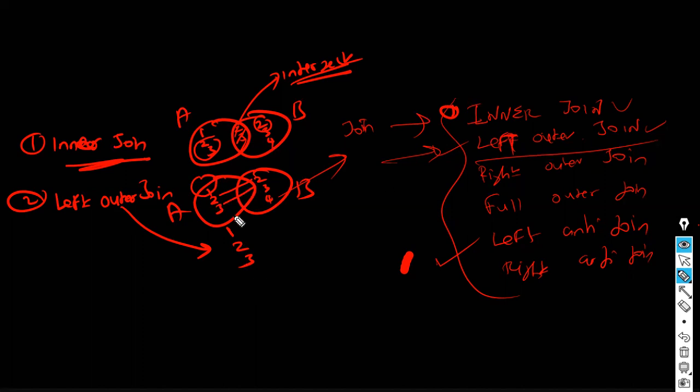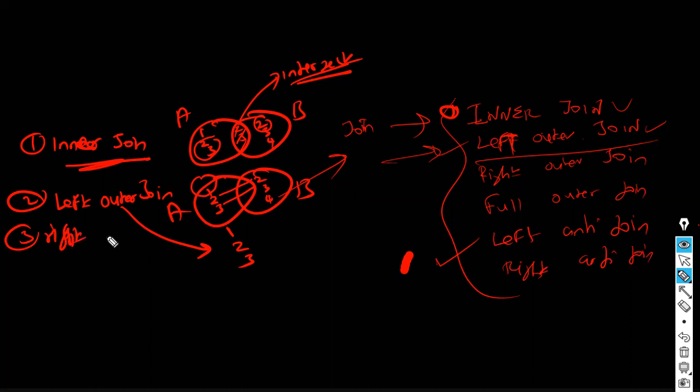But in the interview, when they ask what is left outer join: matching values between the two data sets and non-matching values from the left side of the table. Apart from the matching values between the two data sets, what value are we left with in the left side of the table? 1. So 1, 2, 3. The right outer join is the opposite.